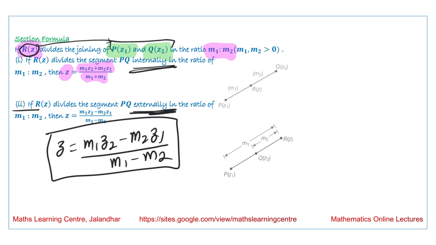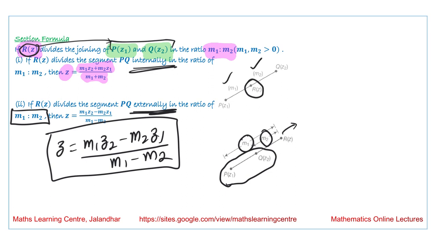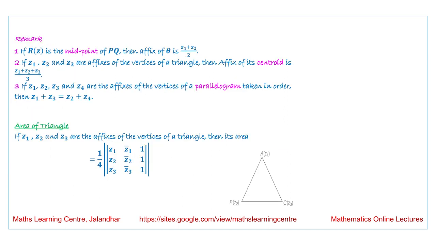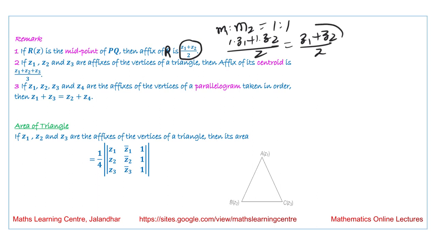So if it is dividing in the ratio m is to n externally, over here we are saying these are the points P and Q, and this point R is dividing in the ratio m is to n externally, and this R is dividing in the ratio m is to n internally. So these are the coordinates of the points that we have. R will be a midpoint if the ratio m1 is to m2 is 1 is to 1. So we get 1 into z1 plus 1 into z2 over 2, so that is equal to (z1 plus z2) by 2. This is the affix corresponding to the point R.